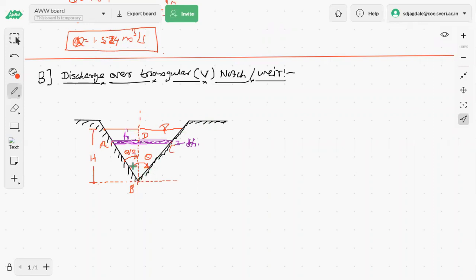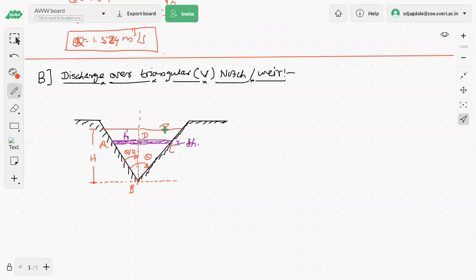whose apex angle B is theta, and I have considered this line, DB, as a vertical line, which is the angle bisector. So this apex angle is divided into two equal parts of theta by 2. So angle ABD and angle DBC will be the same, with magnitude theta by 2. Then the head of water after installing this weir in a channel or a river, that is capital H, I have considered here for the derivation.